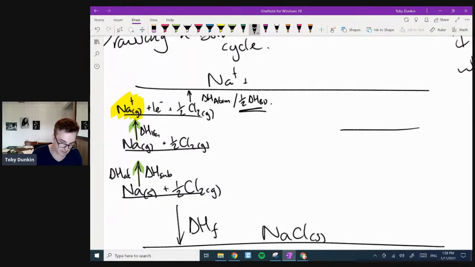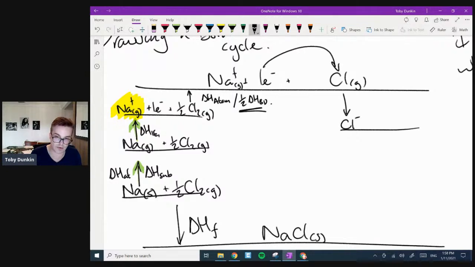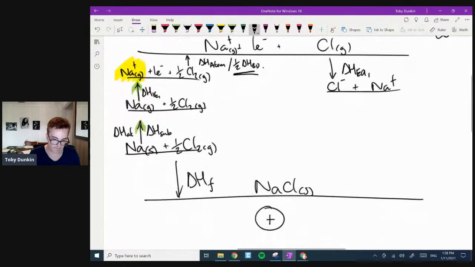I'm going to put sodium 1 plus its electron with state symbols, and I'm going to put chlorine over there as an atom. Now what I'm going to do is focus on turning the chlorine into chloride, and it's going to gain the electron that sodium lost. This, of course, is the delta H of electron affinity 1 for chlorine, EA1. And, of course, the sodium remains on the shelf unchanged, and the electron now vanishes.